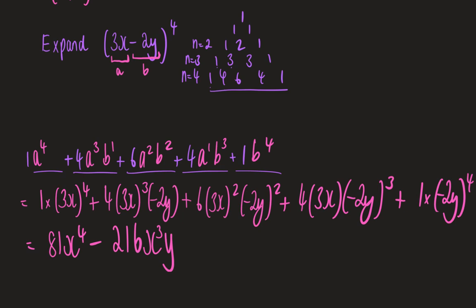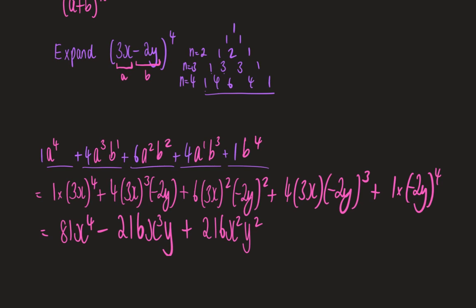Next one, I've got 6 times 3 squared times negative 2 squared. Well, again, 6 times 9 is 54. 54 times 4, I'm going to get positive 216 x squared y squared. So I just did 6 times 3 squared times negative 2 squared. Remember, negative 2 squared is positive 4. And that's how I ended up with 216. And then I've done my algebra, so I've got x squared and y squared.